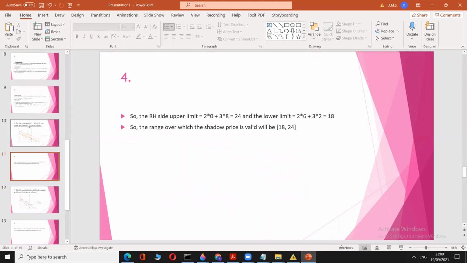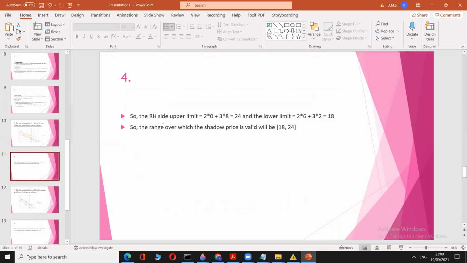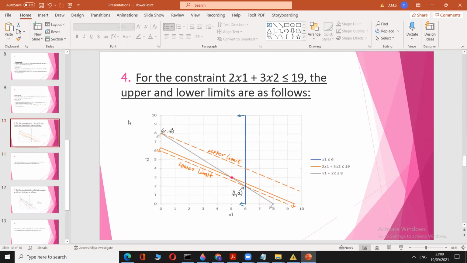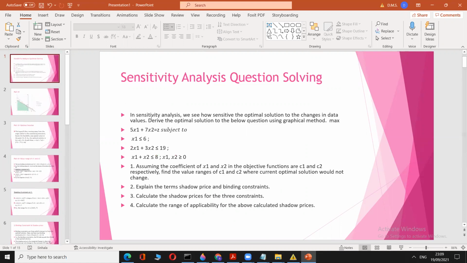Many guys asked this question. I also took so much time to understand this problem. This is the fourth part of this one. Now we'll see the question first. Calculate the range of applicability for the above calculated shadow price. That means, in the easiest way, they are asking the range of feasibility.